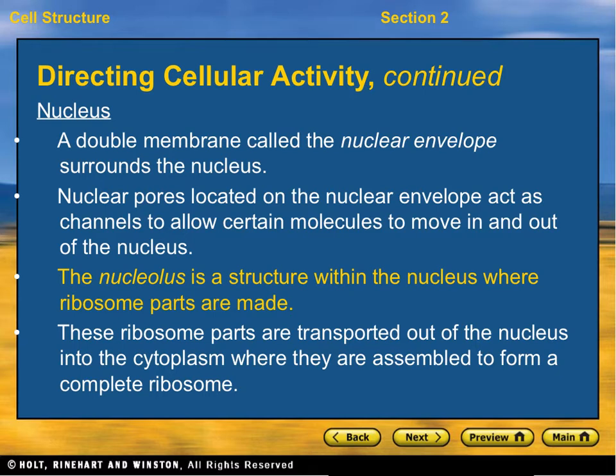Inside of the nucleus, we have what we call a nucleolus, okay? And this is where ribosome parts are actually made. The ribosome parts are then going to be transported out of the nucleus into the cytoplasm, where they're going to be assembled to form the complete ribosome. And we'll take a look at a picture here on the next slide.